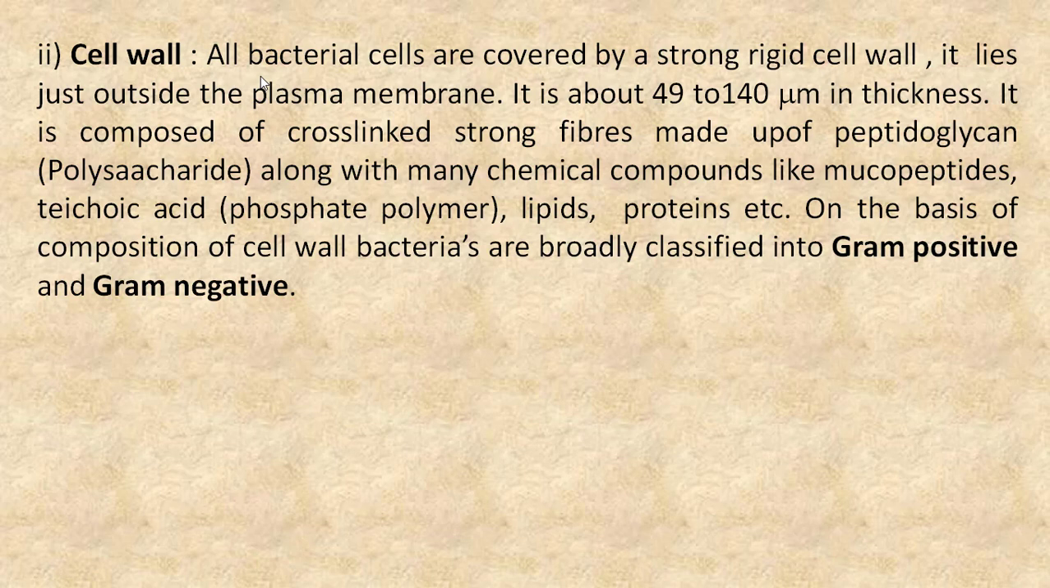Cell wall. All bacterial cells are covered by a strong rigid cell wall. It lies just outside the plasma membrane. It is about 49 to 140 μ in thickness. It is composed of cross-linked strong fibers made up of peptidoglycan, which is a polysaccharide, along with many chemical compounds like mucopeptides, teichoic acid, which is a phosphate polymer, lipids, proteins, etc. On the basis of composition of cell wall, bacteria are broadly classified into gram-positive and gram-negative.